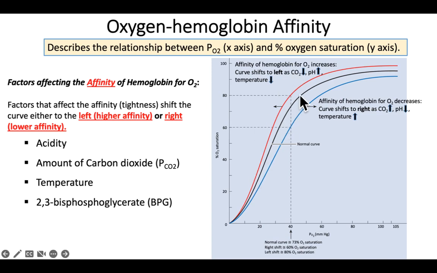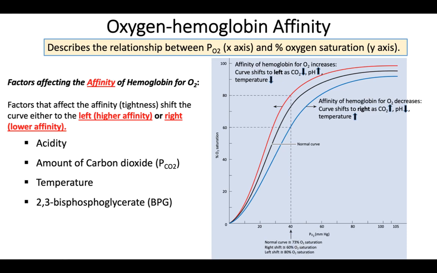So the black line represents kind of your normal hemoglobin. And if you look here at the 40, that's a certain amount of oxygen. So 40 millimeters mercury of oxygen. And if hemoglobin is in this normal state, it can be used to saturate about 73%. So that's kind of a normal situation.